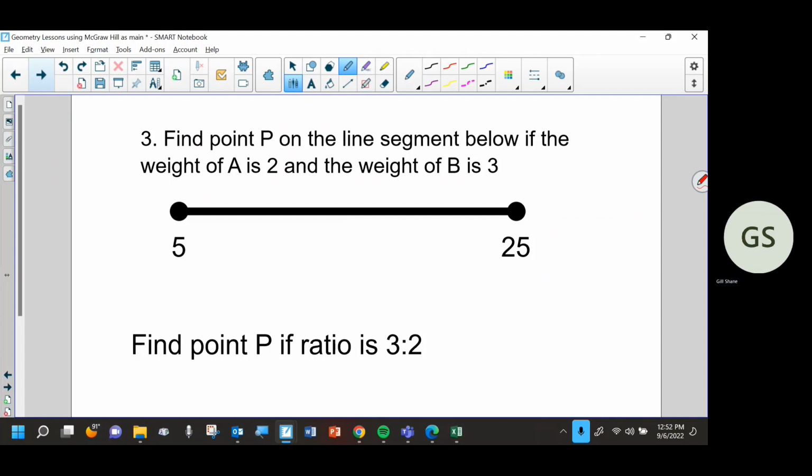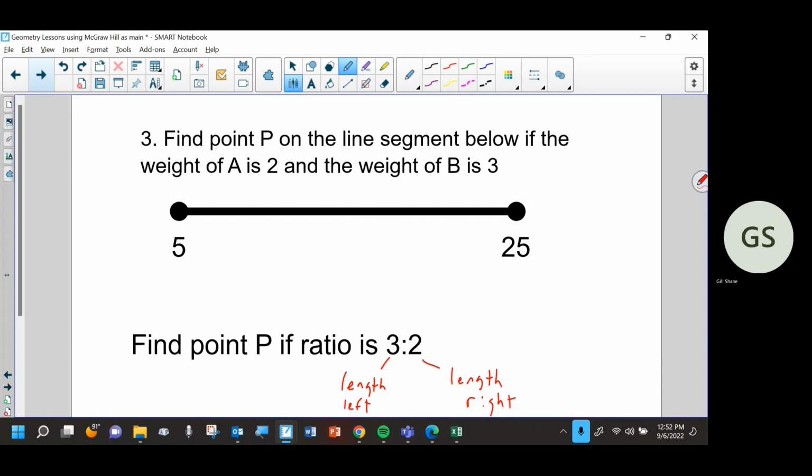Correct. This represents the length of the left, and this represents the length of the right, relative to each other. So if the left side has the bigger number, the left side is going to be the longer segment. So immediately I should know the point is going to make the left segment a little longer than the right segment.